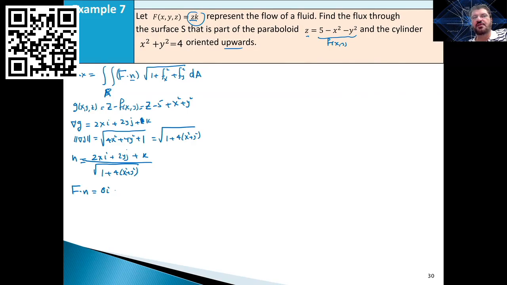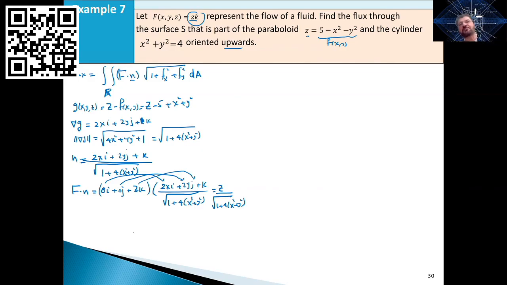Now F dot n, F is nothing but zk. So you have 0i plus 0j plus zk. When you multiply it by this, divided by the square root of 1 plus 4 times x squared plus y squared, what's going to happen? 0 with this is gone, so the i is gone. 0j is gone. So z times that is z. So what's the answer? Z divided by square root of 1 plus 4 times x squared plus y squared. This is F dot n.